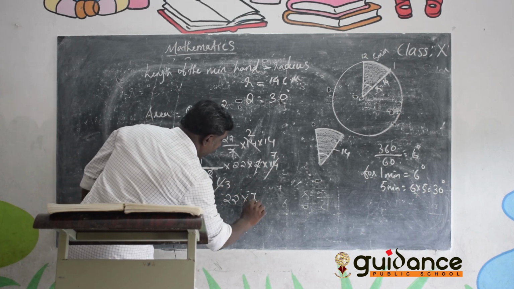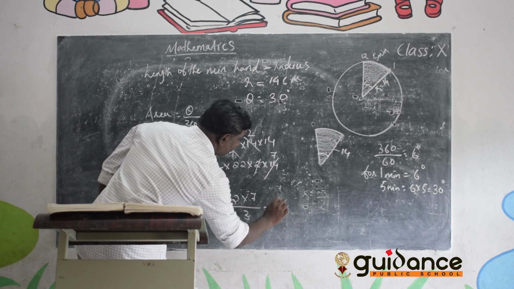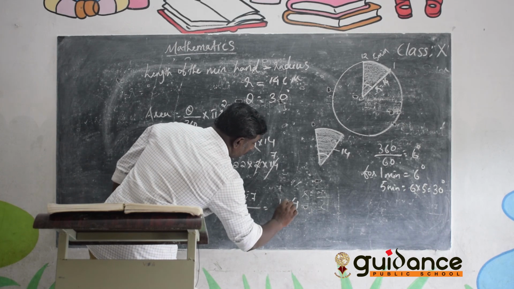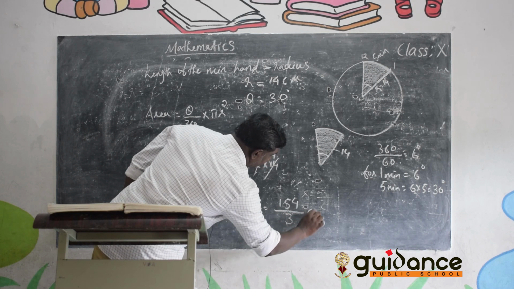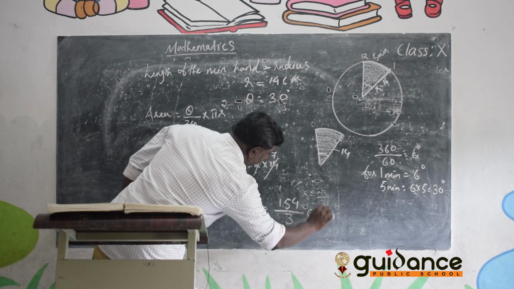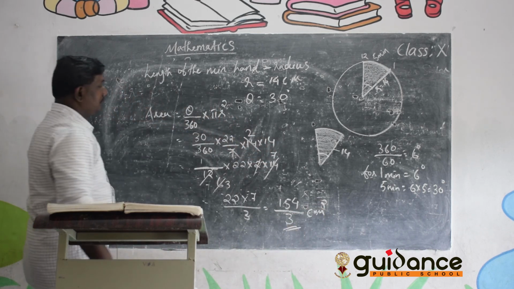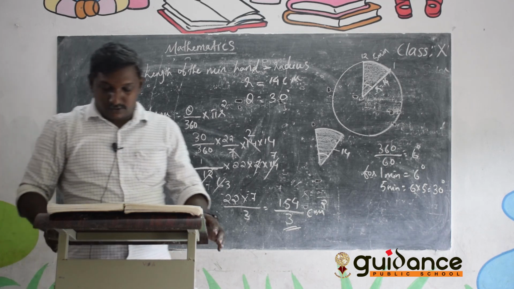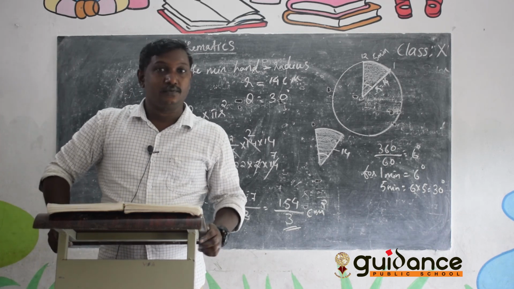22 into 7 by 3, that is equal to 154 by 3 centimeter square. Okay, this we can solve. Do you understand? So very important question.